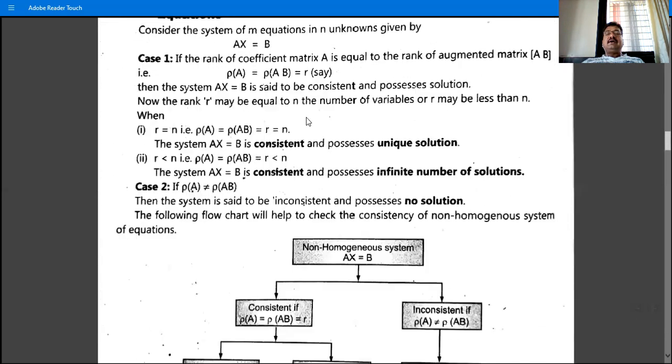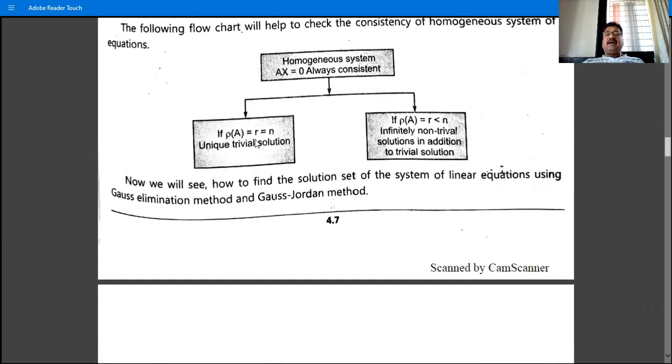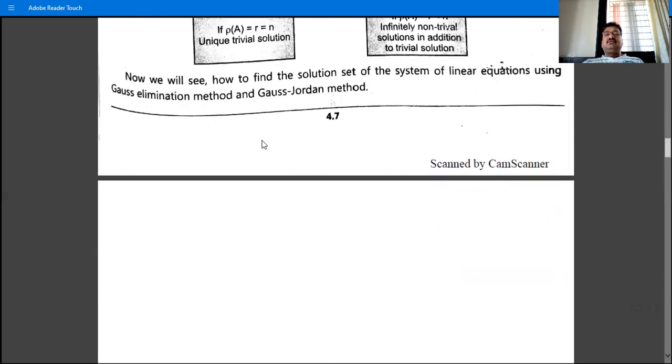So there are only two cases: either the system has a unique solution or infinitely many solutions. If the rank of A is strictly less than the number of variables, then the system has infinitely many solutions. And if the rank of A is equal to the number of unknowns in that system, then the system has a unique solution. So a homogeneous system is always consistent, and it has either a unique solution or infinitely many solutions. These are the two cases.